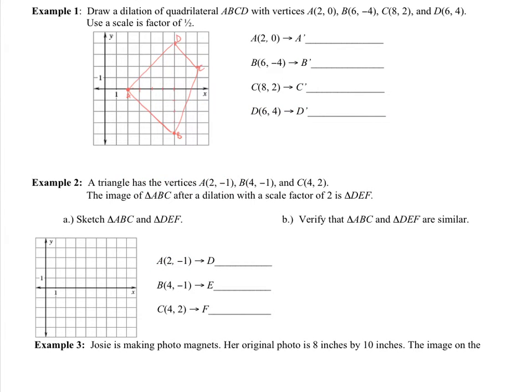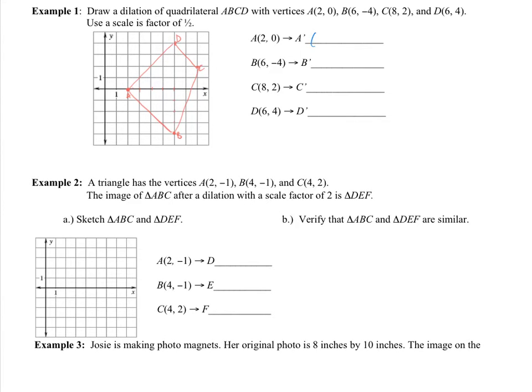Example 1. Draw a dilation of quadrilateral ABCD with the vertices ABCD. Use a scale factor of half. So first of all, I've already drawn the vertices in and I connected the vertices to form the quadrilateral. Now I need to find the coordinates of the new image by multiplying by half to the x and y coordinates of all 4 points.